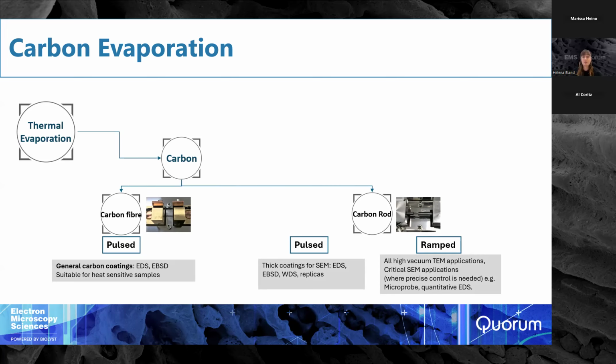And then we have our ramped carbon rod recipe. So our ramped carbon is where we are slowly increasing the current so that we can control the deposition of that carbon really finely. So this means that we can put down as low as 1 nanometer coatings of carbon, whereas that's quite hard to control with our carbon fiber because that's just going to be coming off in pulses that might be between 2 and 5 nanometers. So using ramped carbon is particularly important when you're doing higher magnification imaging, and particularly if you need to have precise control over how much coating you're actually putting onto your sample.